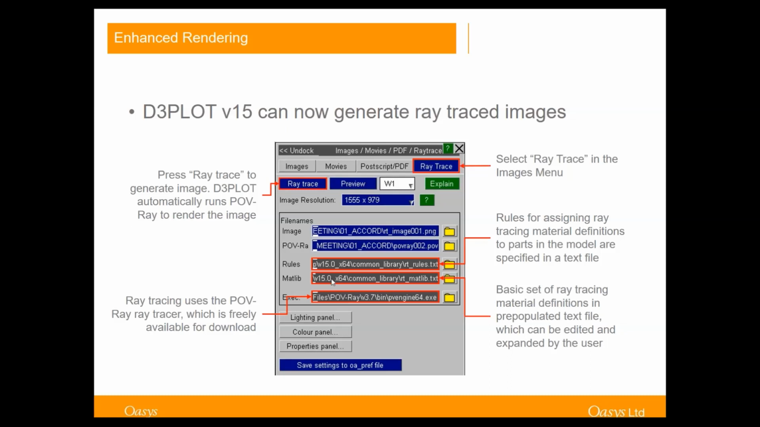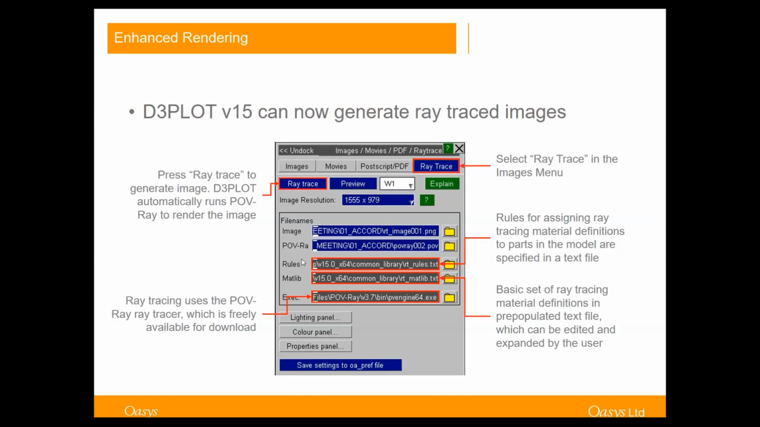You also need to set ray tracing material properties. So these are different from the material properties that you have in the input deck, and they relate instead to things like the color and the texture of the materials that you want to render. And they're defined in a text file, which is specified in the matlib text box here. Now there is a basic set of material properties which is in a pre-populated text file which is provided with D3PLOT version 15, and you can edit that to add further materials or to refine the existing materials if you want to.